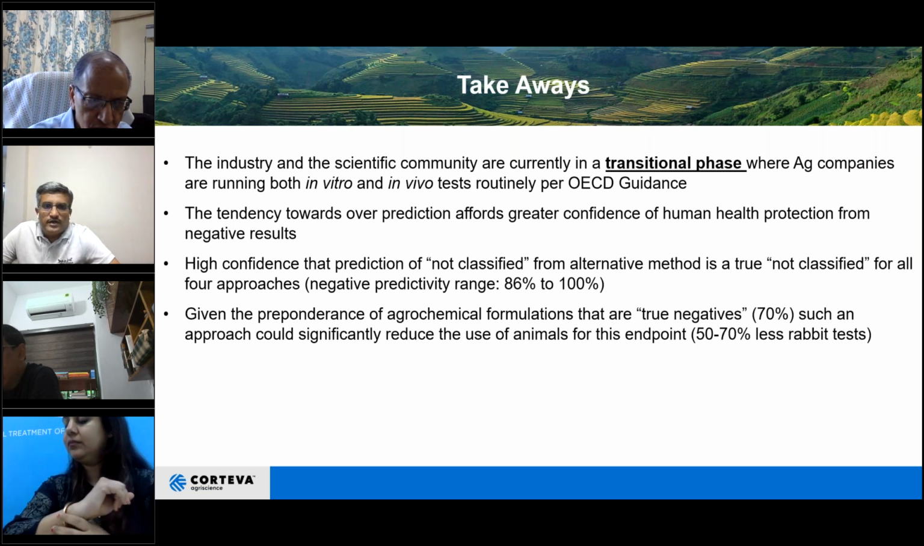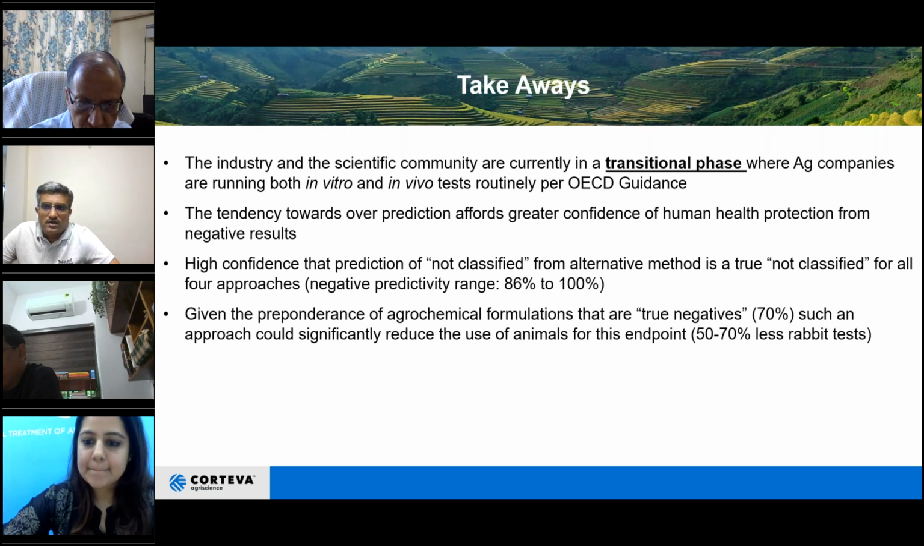High confidence that prediction of not classified from an alternate method is a true not classified for all 4 approaches. The negative predictivity range is 86 to 100%. Given the preponderance of agrochemical formulations that are true negatives, that is 70%, such an approach could significantly reduce the use of animals for this endpoint, which can be up to 50 to 70% fewer rabbit tests.